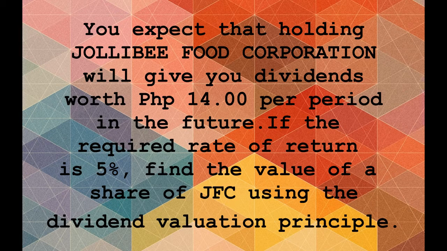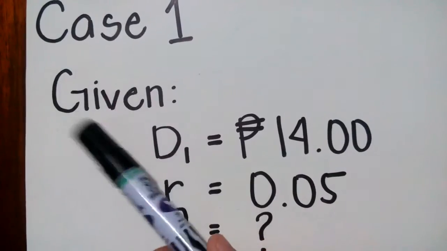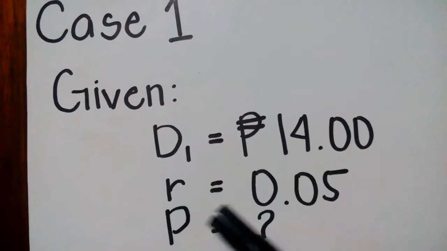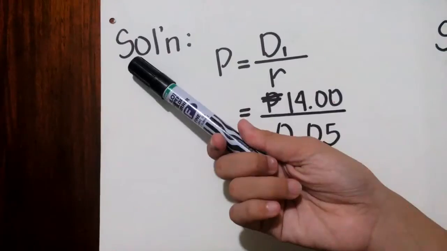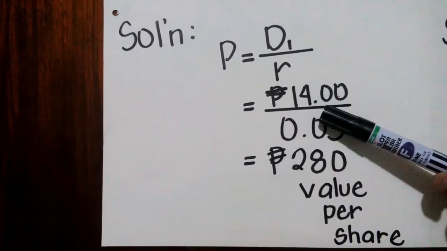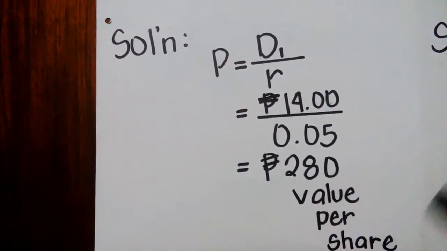You expect that holding Jollibee Food Corporation will give you dividends worth 14 pesos per period in the future. If the required rate of return is 5%, find the value of a share of Jollibee Food Corporation using the dividend valuation principle. We're going to use the first case. Given that D sub 1 is equal to 14 pesos, the rate is 0.05, and P here is unknown. So for the solution, P is equal to D sub 1 over R, equals 14 pesos divided by 0.05, equals 280 pesos value per share.